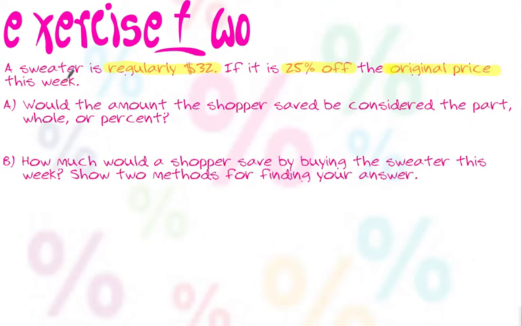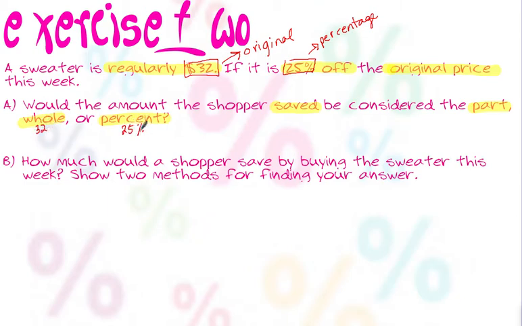And so now here, if I look at this, it's regularly $32. So this I know is the original price. And this right here, well, this is obviously the percentage because it has the percent sign. So here we're looking for the amount the shopper saved. Would that be the part, whole, or percent? Well, we said we know that the whole was $32 and that the percent was 25. Okay, because regularly tells us it's the original.